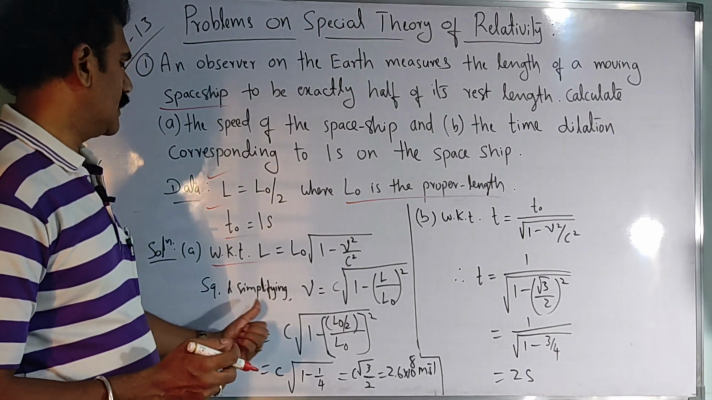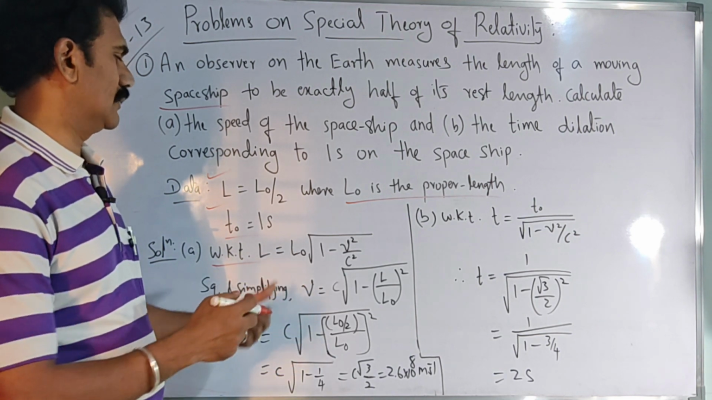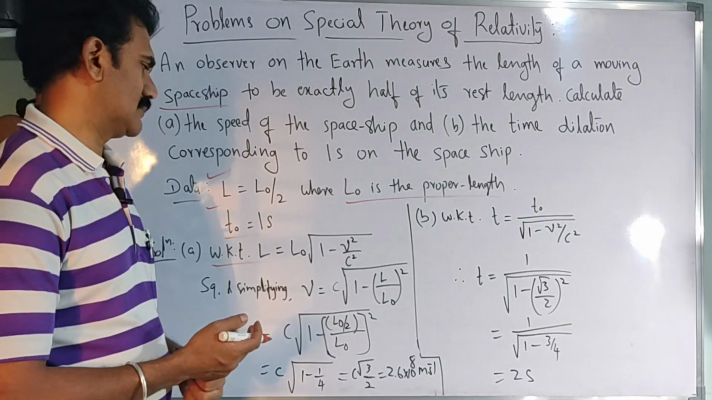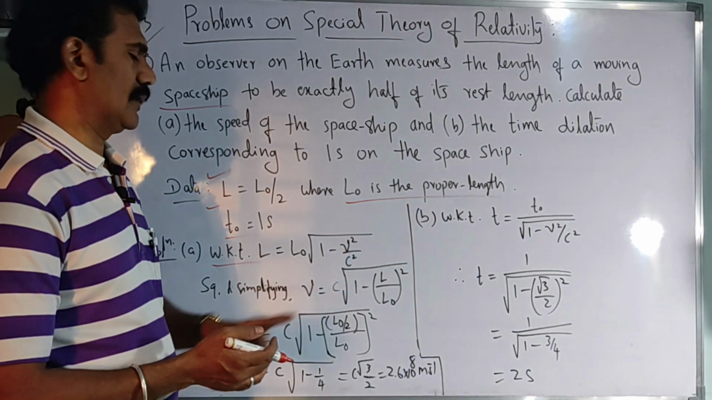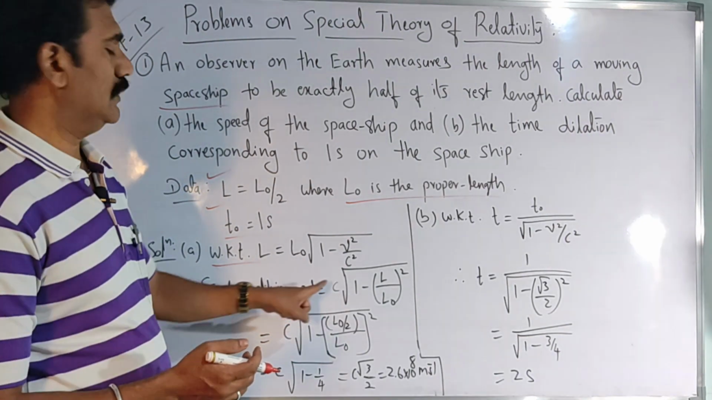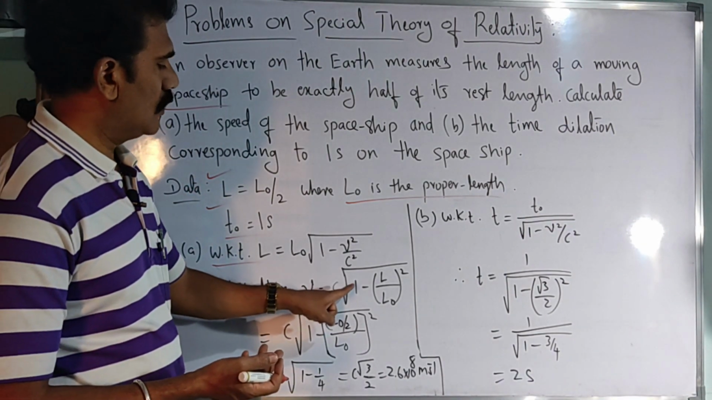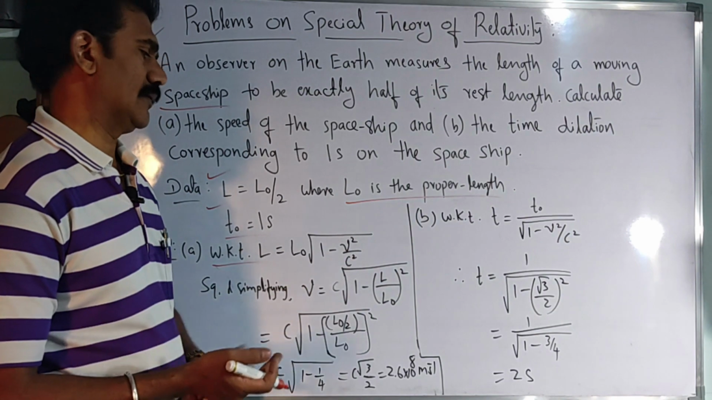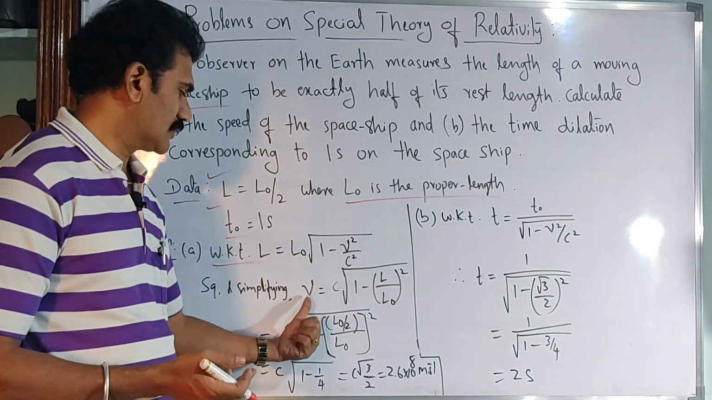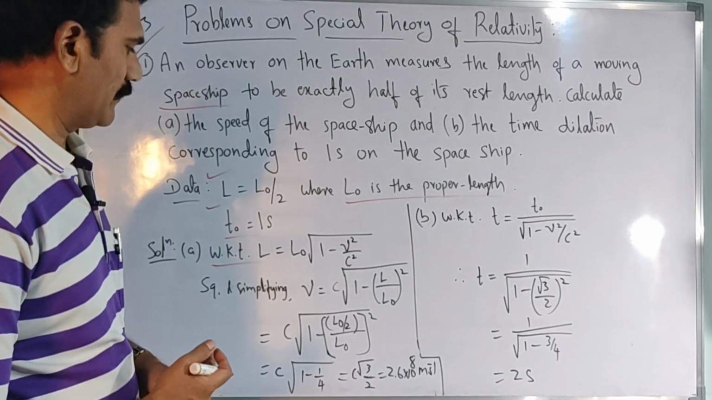Squaring and simplifying: if you take L by L naught on one side and square both sides, it becomes L by L naught whole square, and on the other side the square root cancels, leaving only 1 minus V square by C square. Further, by cross multiplication, C square goes to this side, and taking the square root on both sides, you get V is equal to C into square root of 1 minus L by L naught whole square. This is the mathematical step to get the equation for velocity, because they ask you to calculate the velocity with which the spaceship is moving, right?